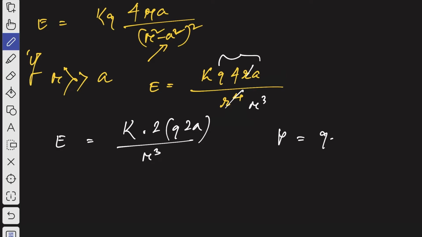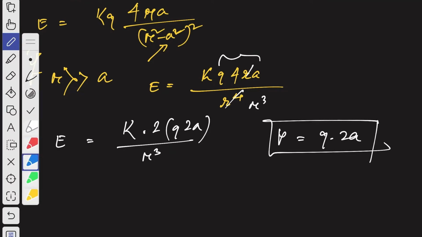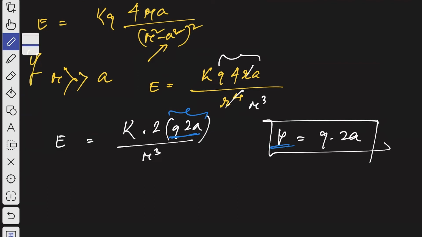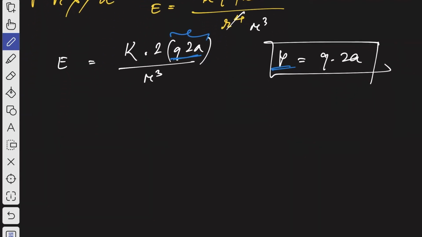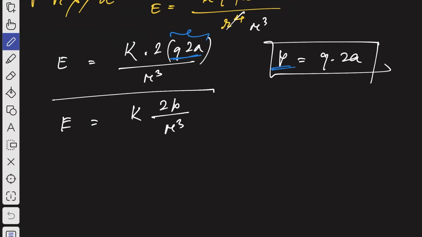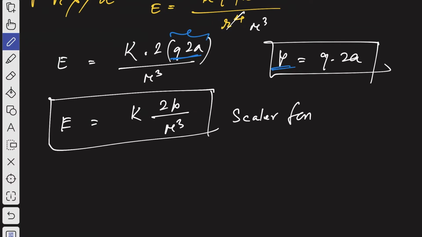So we have a purpose, that is, dipole moment P is equal to q into twice a, right? So you can replace this part by this P, dipole moment P. Then our expression becomes equal to k 2p by r cube. Okay, and this is the scalar form.